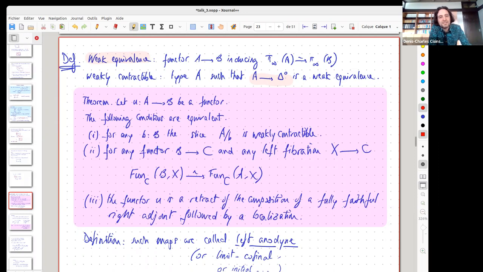So we could ask that whenever you take a map from A to B, and you take an element in the codomain, then the slice, which remember is obtained by this kind of pullback, is weakly contractible. And another characterization is that this kind of functor, whenever we have a functor from A to B, and you want to see it over anything, that is, you choose an arbitrary map to an arbitrary type C, and you take any left fibration to C, then the left fibration won't see the difference between A and B, and therefore the map will induce an equivalence between these mapping spaces.